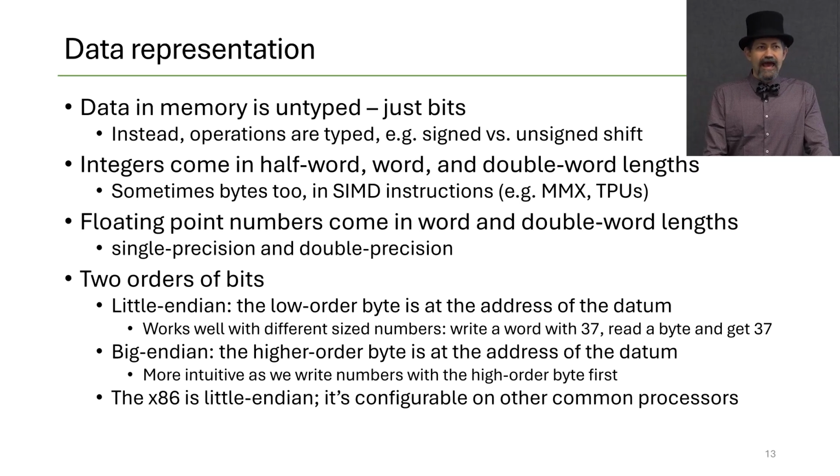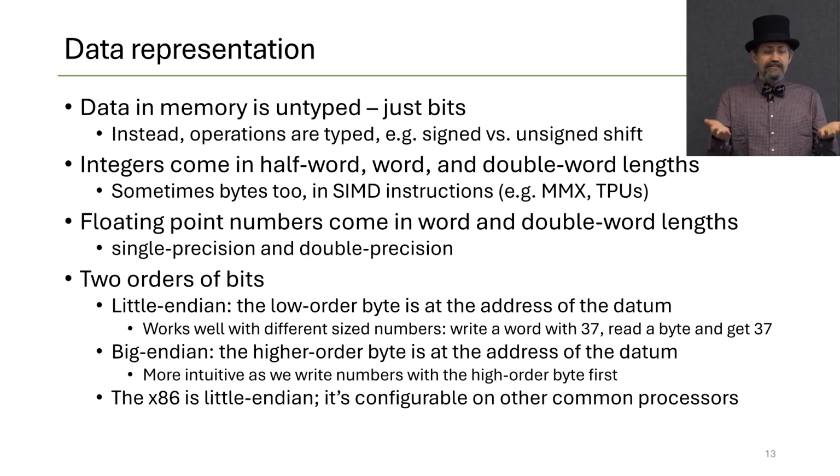This works well if we access the same memory with different sizes of numbers. So if we write a word that holds the number 37, if we then later read a byte, we'll get 37 because we're reading that low-order byte of the word.